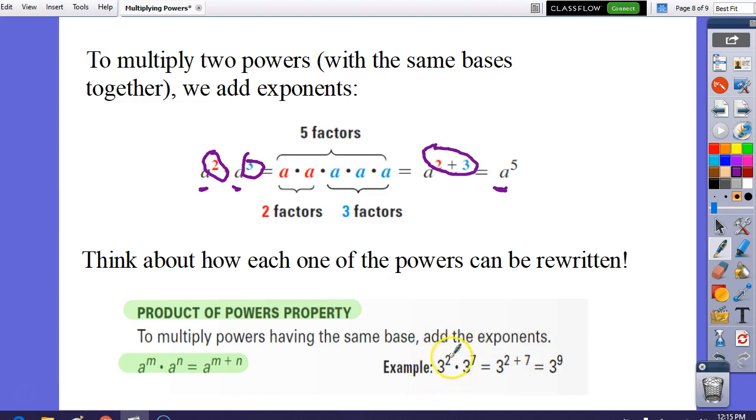So here's one last example. 3 to the 2nd times 3 to the 7th would make 3 to the 2 plus 7, which makes 3 to the 9. Okay? So a to the m times a to the n equals a to the m plus n. We always add these exponents together.